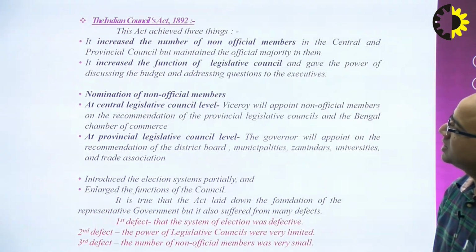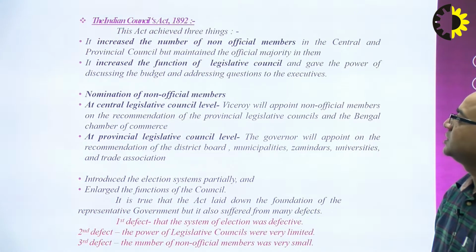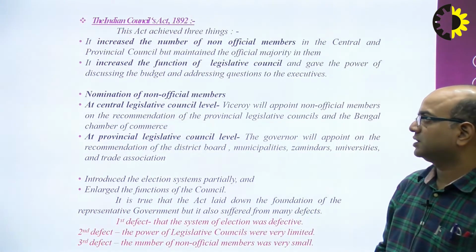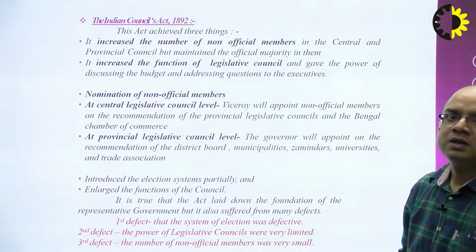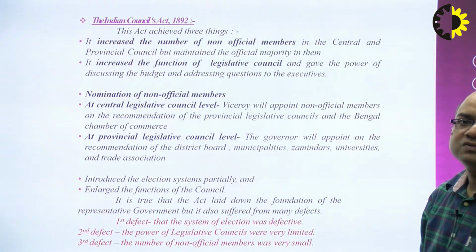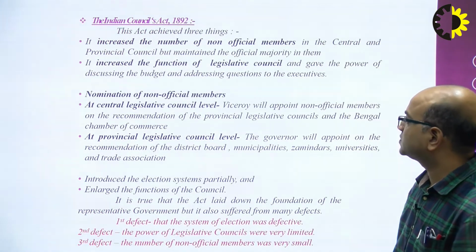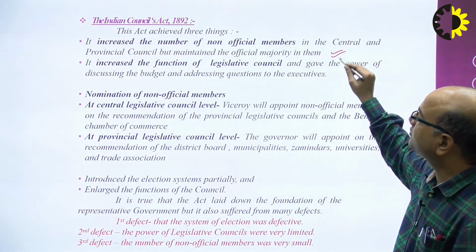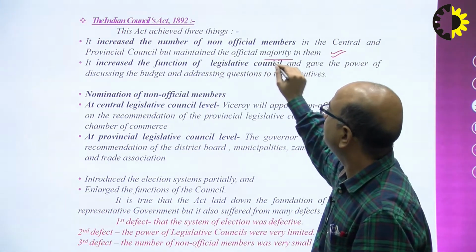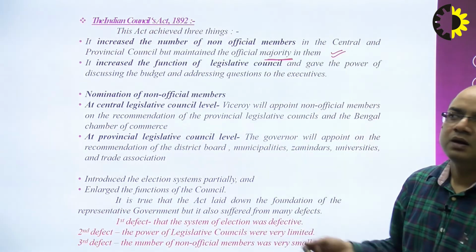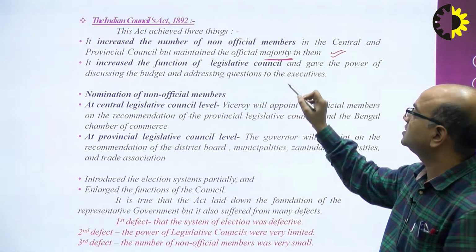Now the next act, the Indian Councils Act 1892. It increased the number of non-official members in the central and provincial councils, but maintained the official majority in them. It increased the function of the legislative council and gave the power of discussing the budget and addressing questions to the executive. So up to some extent representation of Indians was given, but the majority was still maintained by the British. Secondly, it increased the function of the legislative council.